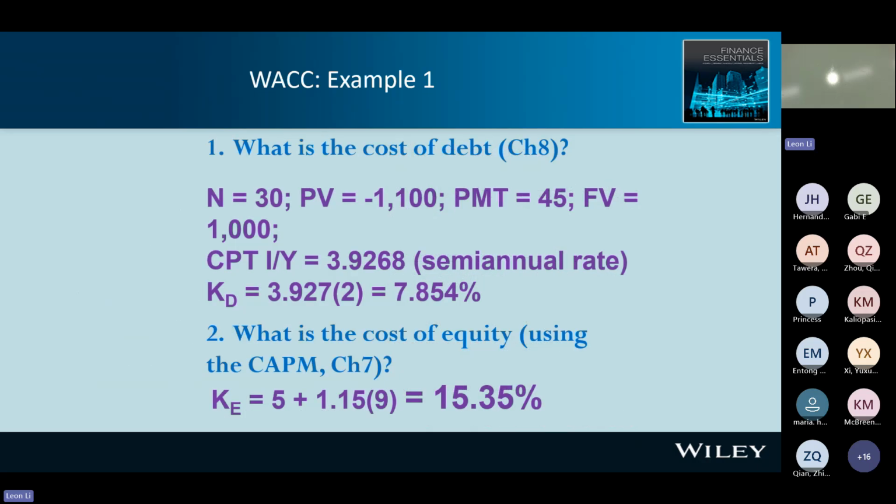So what is the cost of debt? You may refer to our chapter 8, the bond chapter. We have the information of the bond. Then we have the bond yield, or cost of debt. This is the number. But please note, this is a semi-annual rate, which means we have to convert it to a 1-year rate. So the final number is here, around 7.8%. Then what's the cost of equity? We use the capital asset pricing model. We learned the CAPM in chapter 7. This is our result.